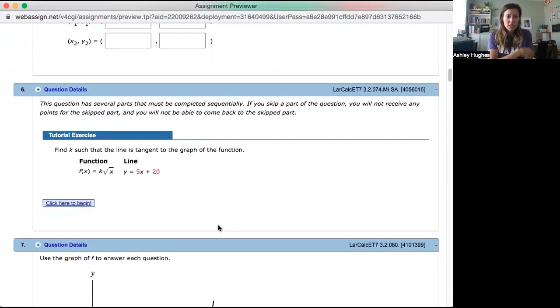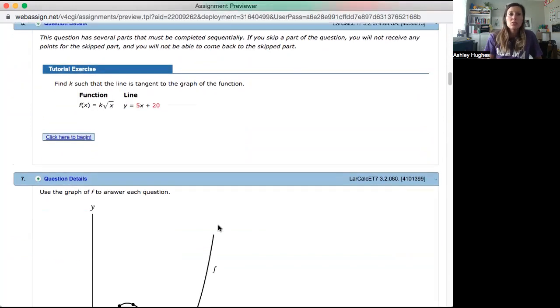Find k such that the line is tangent to the graph of the function. Okay, so basically this means take the derivatives and set them equal to each other. So k x to the 1/2, the derivative of that would be 1/2 k x to the -1/2. And the derivative of this is just 5.